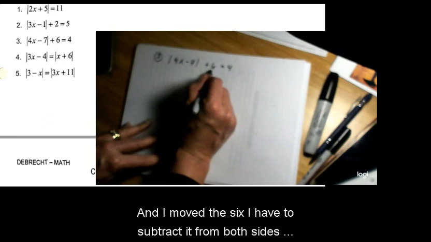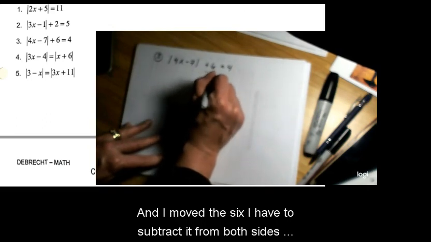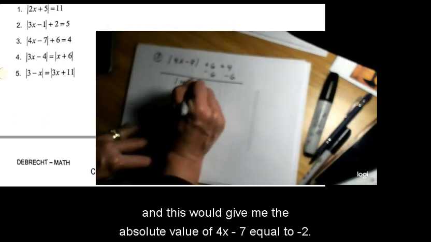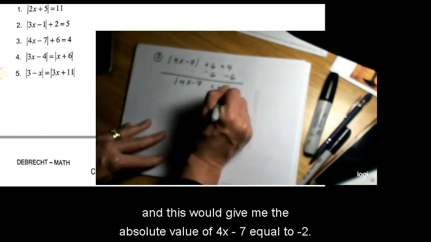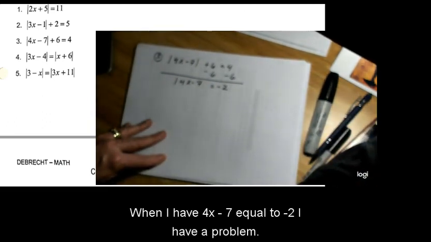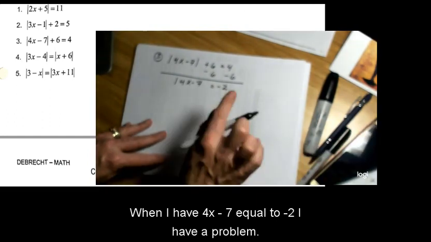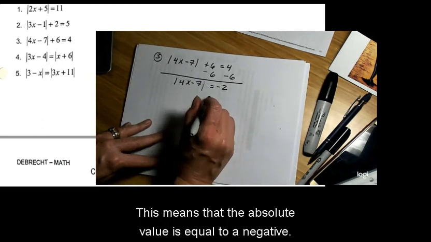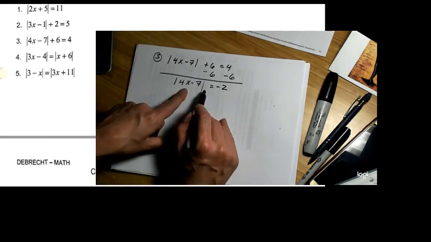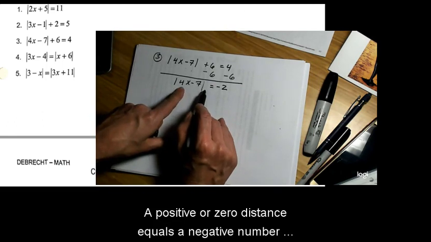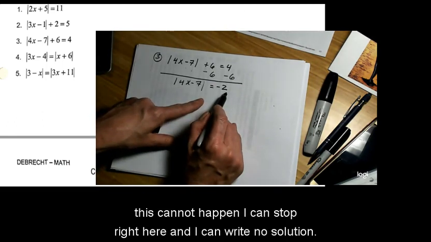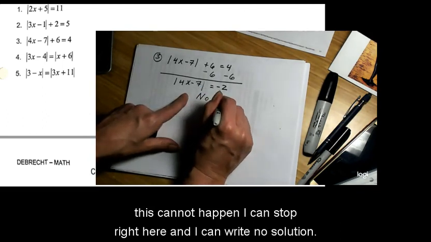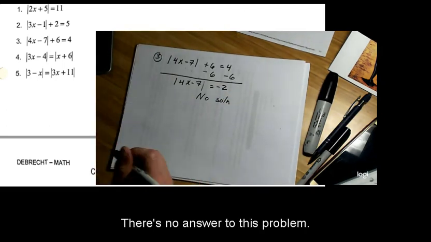However, when I move the 6, I have to subtract it from both sides. And this would give me the absolute value of 4x minus 7 equal to -2. When I have the absolute value of 4x minus 7 equal to negative 2, I have a problem. This means that the absolute value is equal to a negative. A positive or zero distance equals a negative number. This cannot happen. I can stop right here and I can write no solution. There's no answer to this problem.